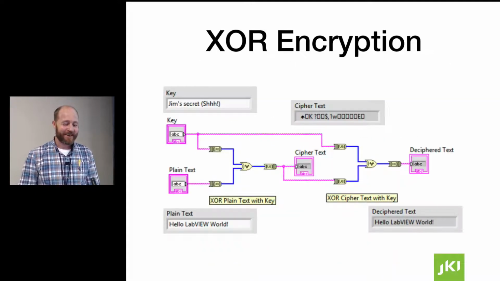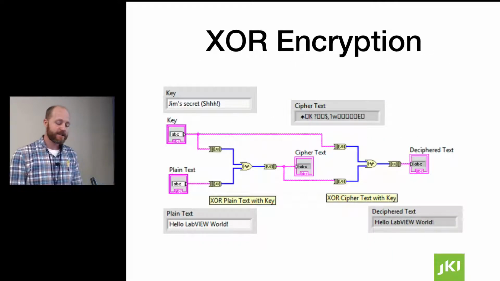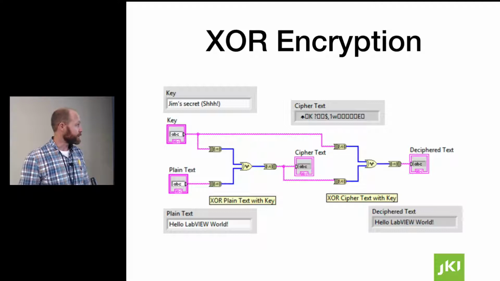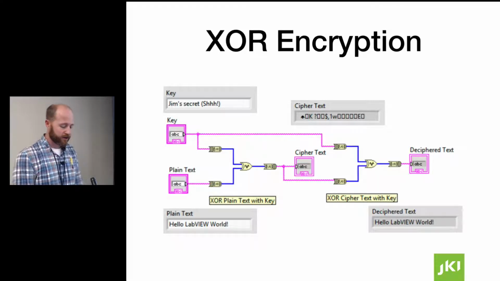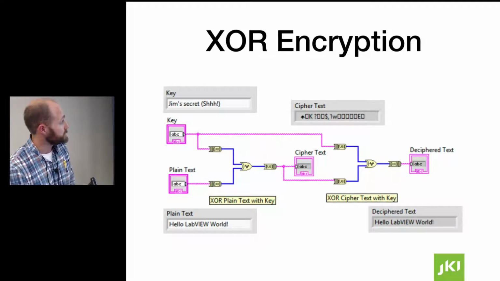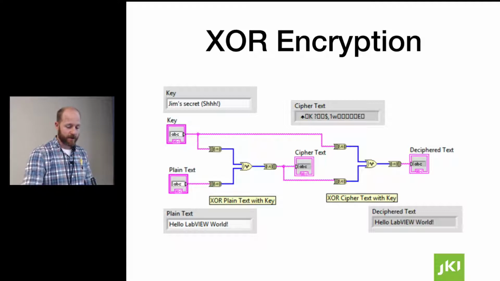All right. So this is kind of what the XOR encryption looks like. Basically, we take a key. Unfortunately, my mouse doesn't work here. We take a key and we XOR it with some plain text. I created a key of the same length called Jim's secret, and I XORed it with the plain text. And then I get a ciphertext out.